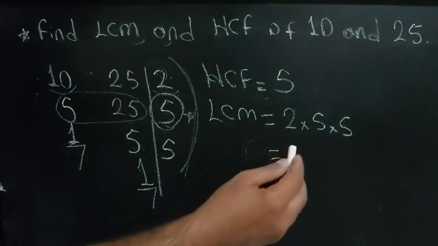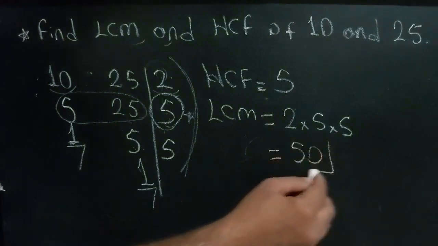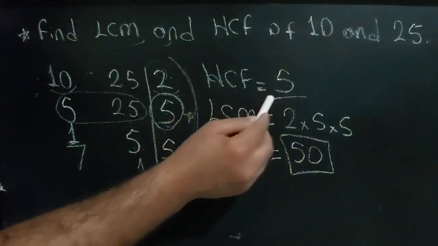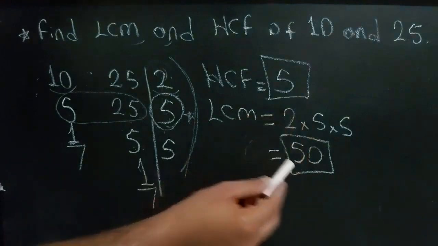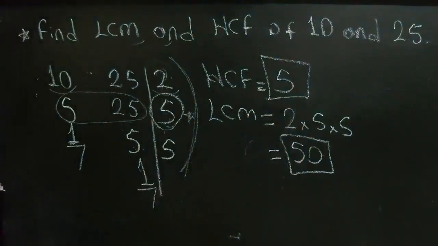That will give me 50. See, HCF is going to be 5. LCM is going to be 50.